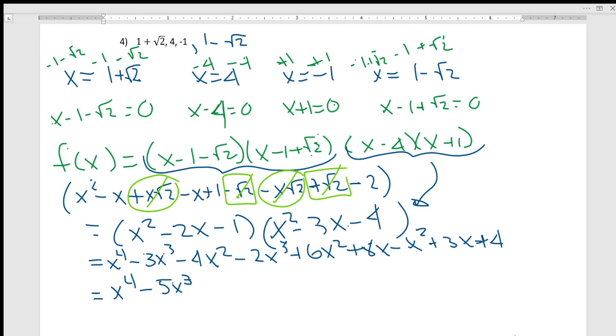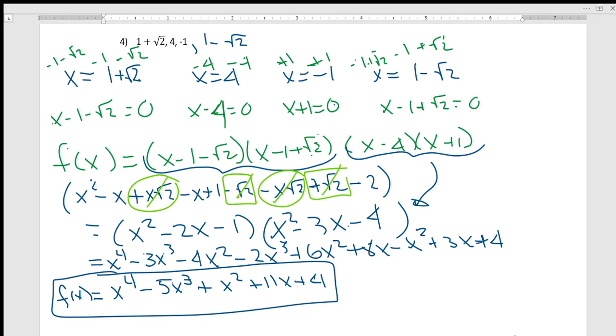And now we need our squared terms. You've got negative 4x squared, positive 6x squared, and negative 1x squared, and those combine for a positive 1x squared, or just plus x squared. Onto the x terms, we have an 8x and a 3x. That gives us 11x. And then our only constant is 4. So there's your polynomial function with the given zeros. The catch here is to make sure that if you have an imaginary zero or an irrational zero, you also include the conjugate.